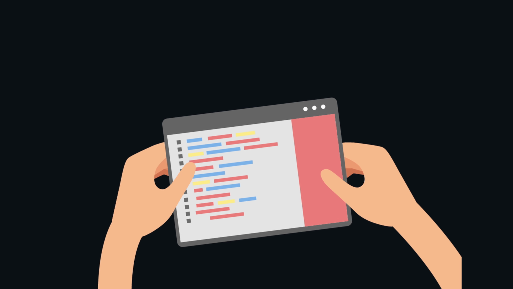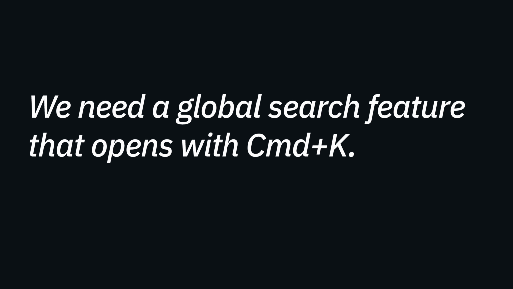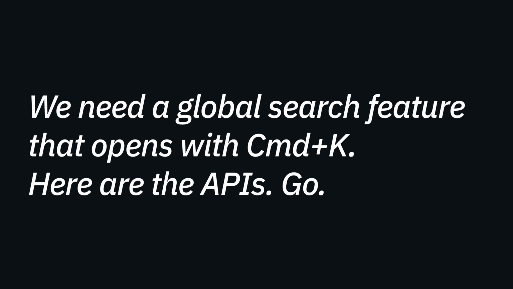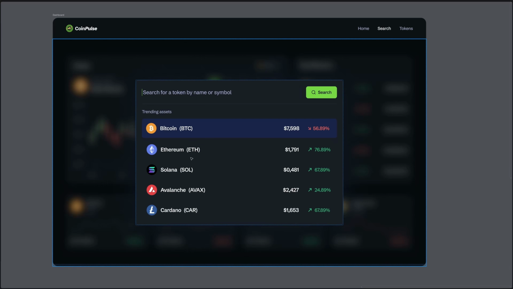That's why this lesson is different. Instead of giving you the answers immediately, I'm going to give you the requirements and the tools. This simulates a real-world job scenario. A senior developer or a product manager won't give you the code. They'll say something along the lines of, we need a global search feature that opens up when a user presses Command or Control K. Here are the APIs, go. Sometimes they'll even give you a design that looks like this.